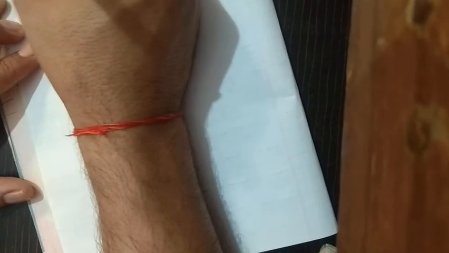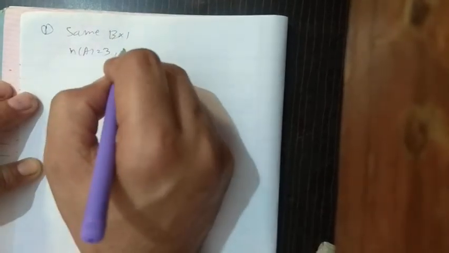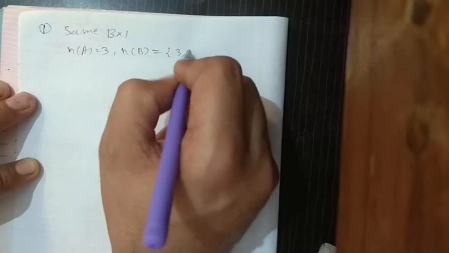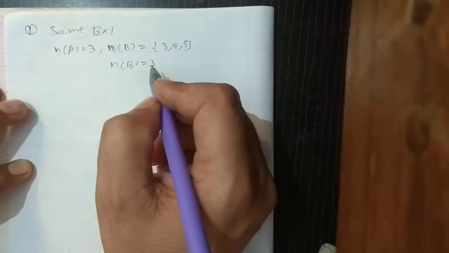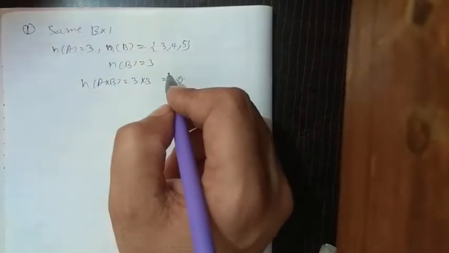For exercise 2.1, question 1 is the same as example 1. Question 2: if the set A has 3 elements and B has elements 3, 4, 5, that is, B also has 3 elements, then find the number of elements in A cross B. So A cross B's elements are 3 into 3, that is 9. So do the exercise.